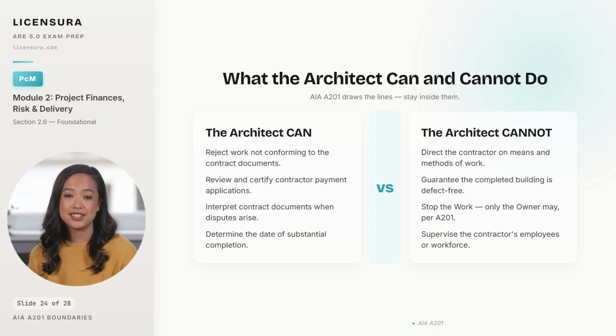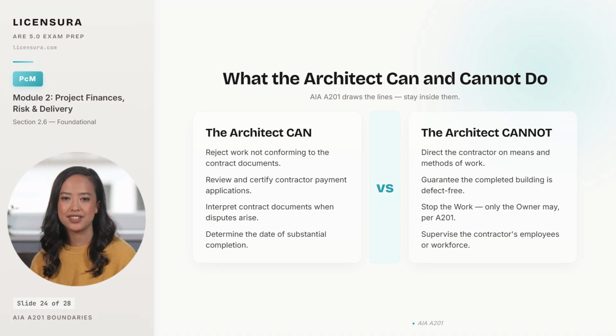payment. On the limits side, you cannot direct the contractor on means and methods because how they build is their professional judgment and their liability, not yours. You cannot guarantee the building is defect-free. No architect can. You cannot stop the work. Only the owner has that authority under A201, and the architect can only recommend it. And you cannot supervise the contractor's employees because supervision is the contractor's role. And the moment you supervise, you take on liability for worker safety. Stay inside the authority column and out of the limits column. That discipline is the single most important risk management practice in CA.